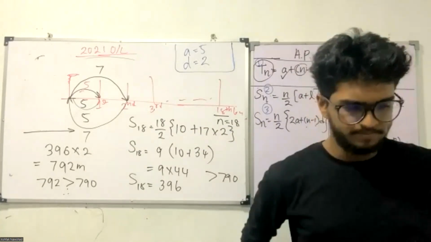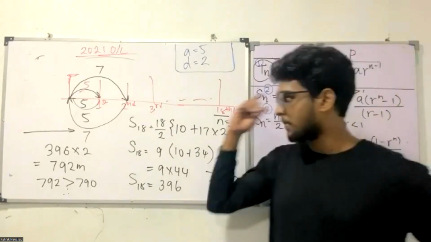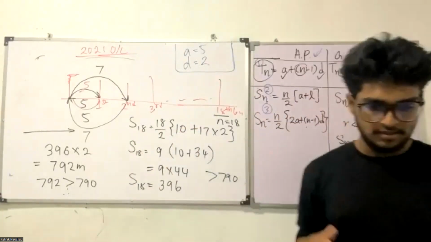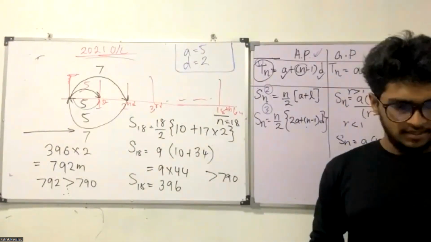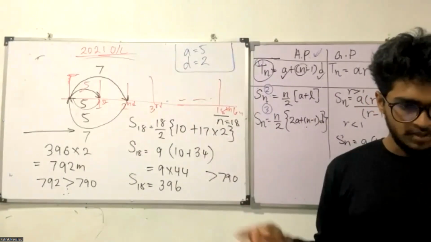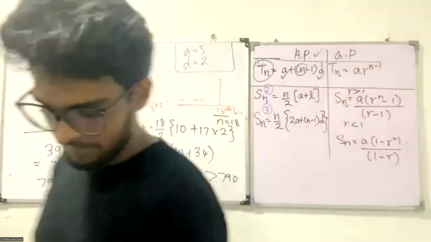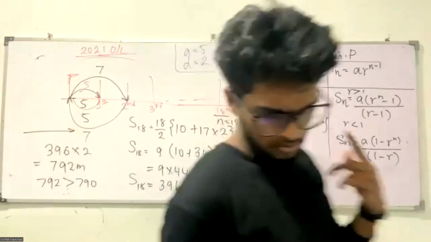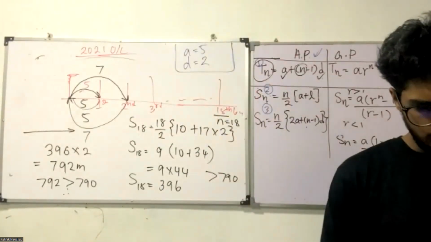Understood. Good. So when comparing with the previous years, this question is pretty easy. We just have to understand the Roman number 4. Otherwise, the question is very easy. All right, so let's move on to the next question.